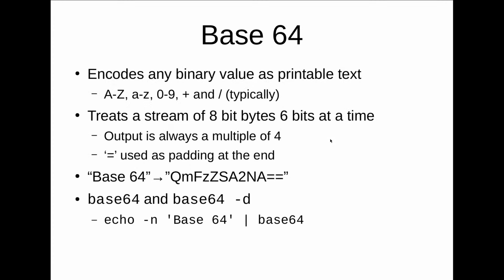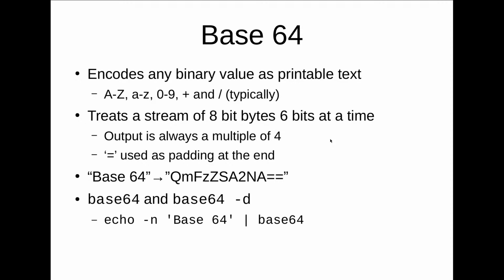Then base 64 is an extremely useful encoding scheme, because any binary data can now be represented as printable text. It uses capital A through Z, lowercase a through z, 0 through 9, and then plus and a slash typically used. You can have other characters there, but slash is the most standard.